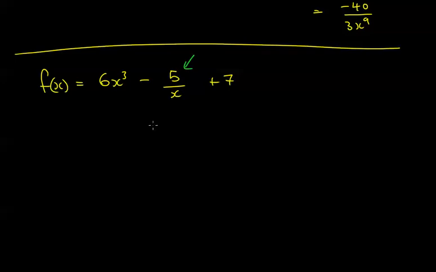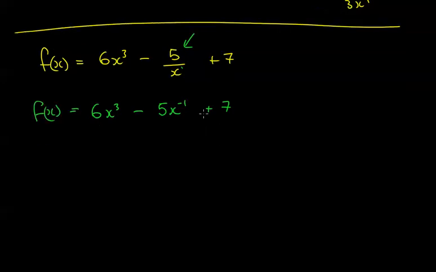I don't like this, so I'm going to rewrite that as minus 5x to the power, well, think about what power's on the x at the moment. It's a 1, right? So you stick a minus 1 there, plus 7. And that's the function rewritten without the fractional bit. And then what do we want to do?